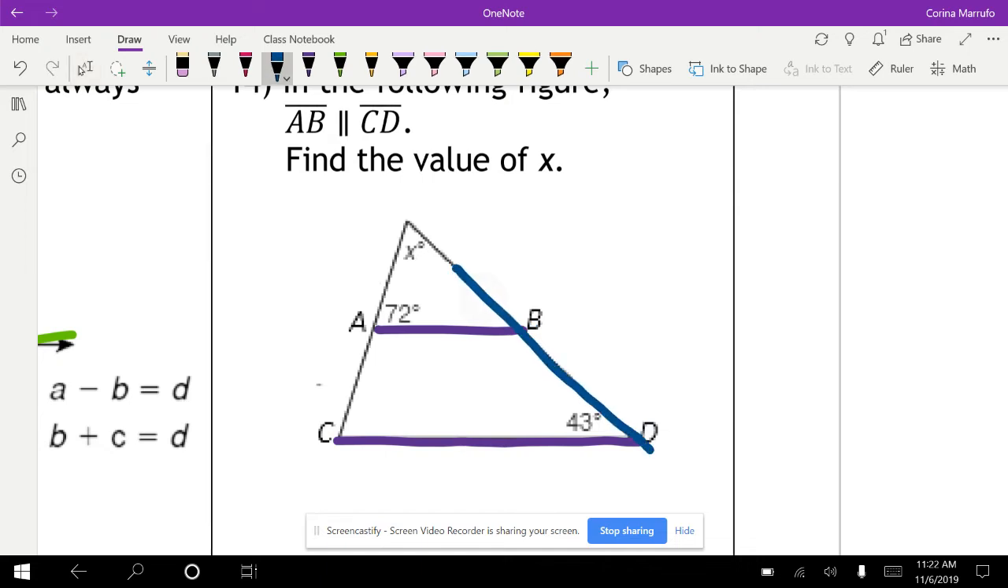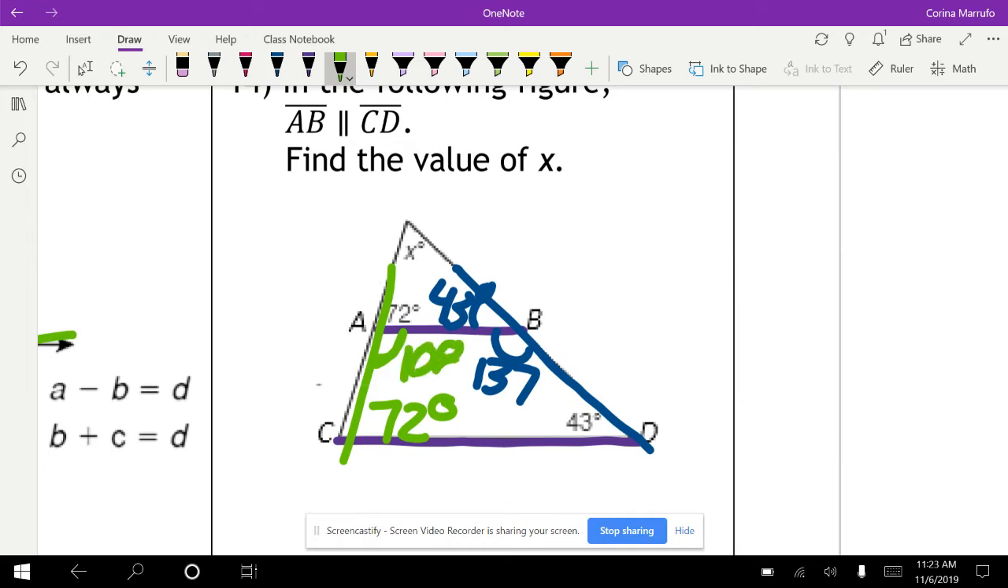Then if that angle is 43, then this angle is also 43. Okay, I'm just going to solve for all the angles. I know you don't need them, but just in case you do have a problem like this on your test, you know how to find all of them. So to find this other angle on the other side, we do 180 minus 43, and that gives us 137. On this side, you have 72, so that means this one is also 72, and this angle in here is 180 minus the 72, which is 108.